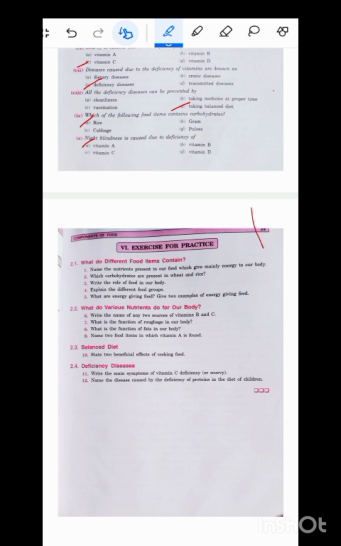Question number 6. Write the name of any 2 sources of vitamin B and vitamin C. Question number 7. What is the function of roughage in our body? Question number 8. What is the function of fats in our body? Question number 9. Name 2 food items in which vitamin A is found. Question number 10. State 2 beneficial effects of cooking food.